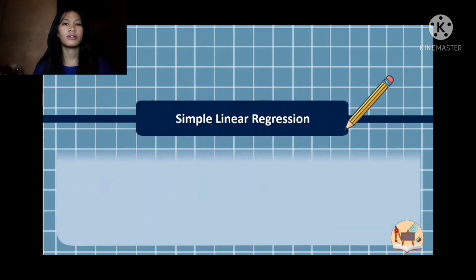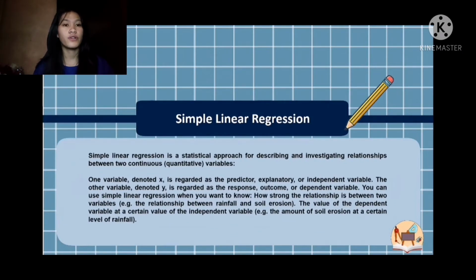Simple linear regression is a statistical approach for describing and investigating relationships between two continuous quantitative variables. One variable, denoted x, is regarded as the predictor, explanatory, or independent variable. The other variable, denoted y, is regarded as the response, outcome, or dependent variable.